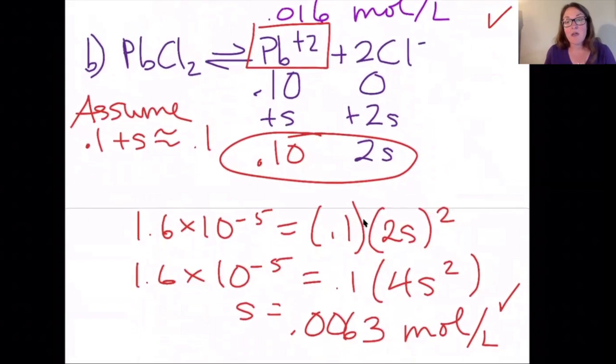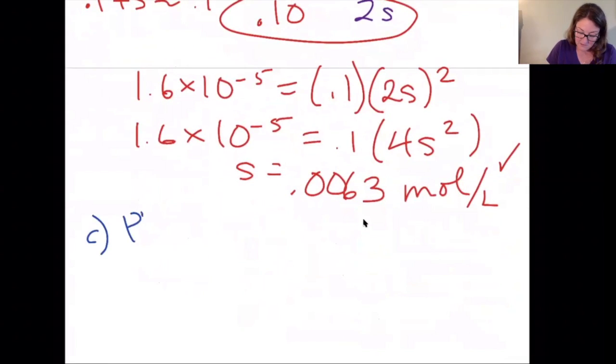and I have that given by this smaller solubility than I found in A. If you want to try C on your own and then come back and check for the solution, not a bad idea. If you want to just continue watching, I'll go through C. The difference in C is rather than having an initial concentration of lead, we're going to have an initial concentration of chloride.